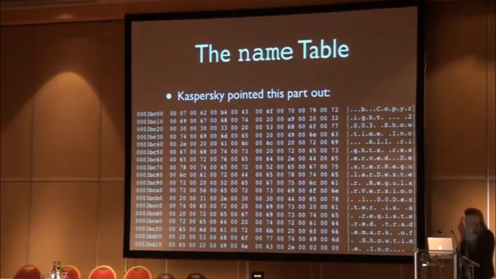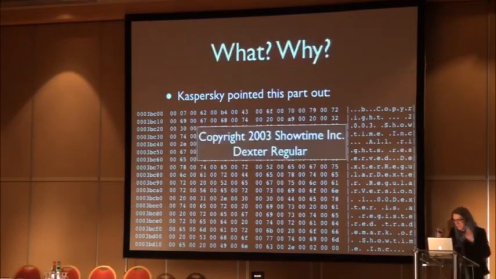So the other weird thing is that the moment you actually look at this font in a hex dump, you'll immediately notice this giant block of Unicode in the middle, which is the name table, which is where the copyright information is usually kept. For this particular font, it says that the name of this font is Dexter Regular, copyright 2003 Showtime Inc. Nobody knows why it says this. There's no actual real font of this name. And I don't know, if you have any theories, let me know.